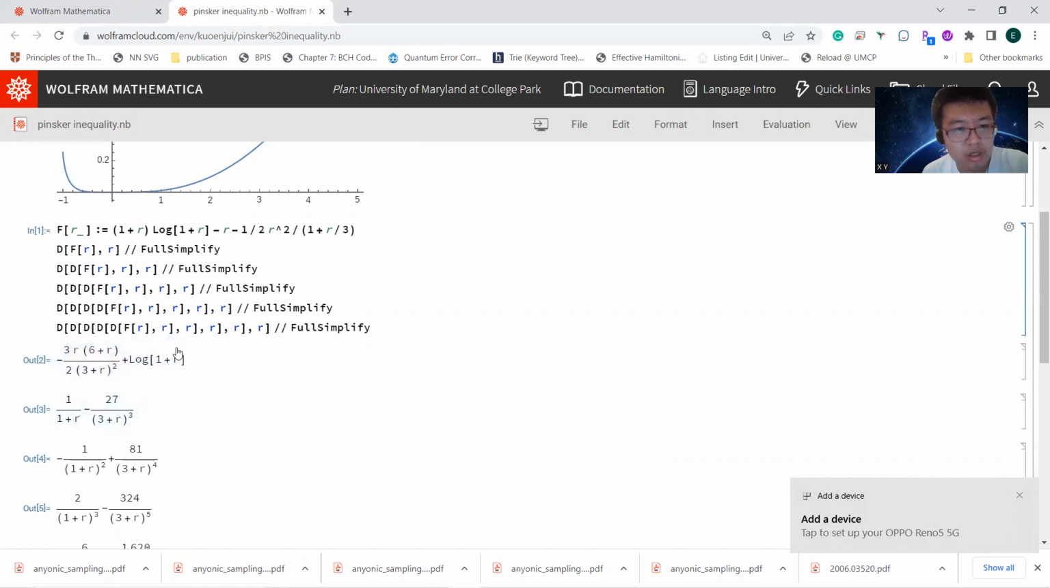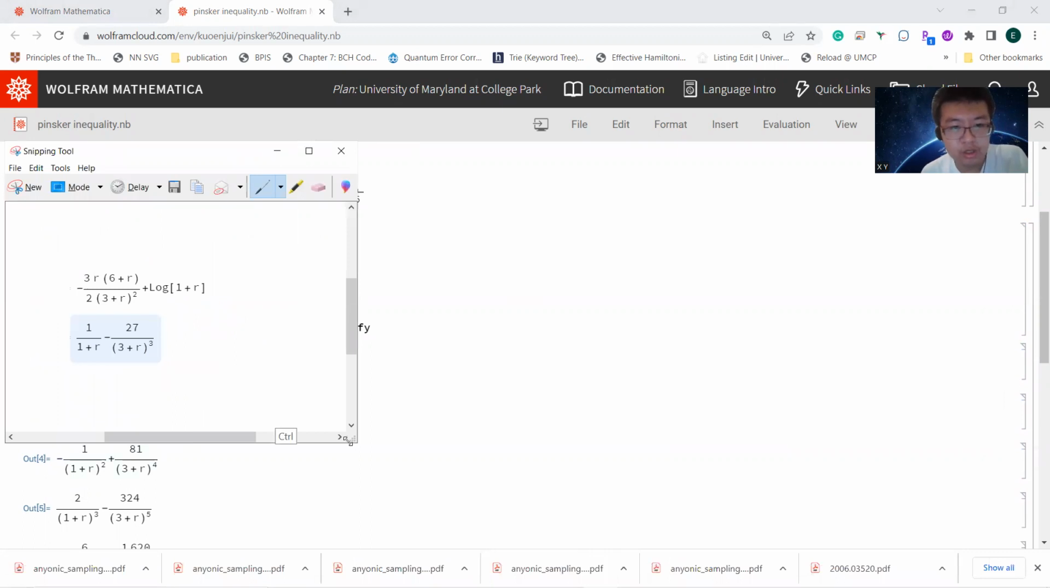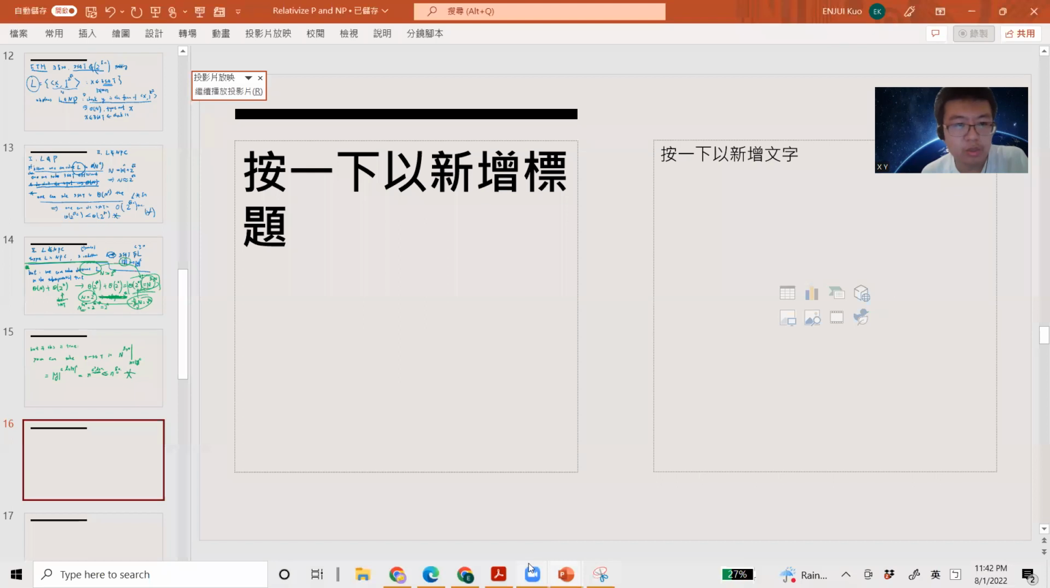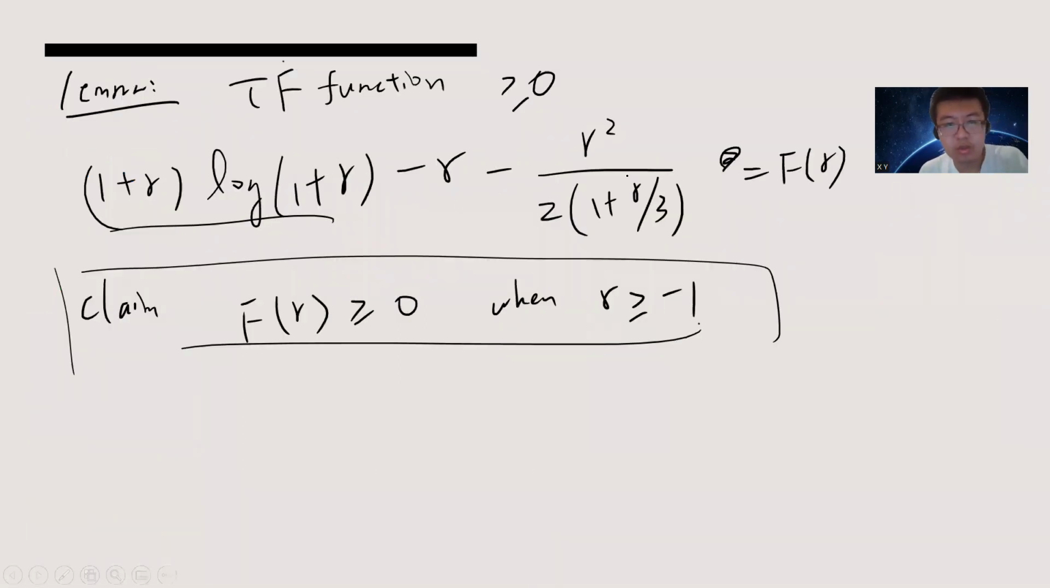Let me just copy the derivative. I already copied it, so let me put the derivative here. Where's the derivative?